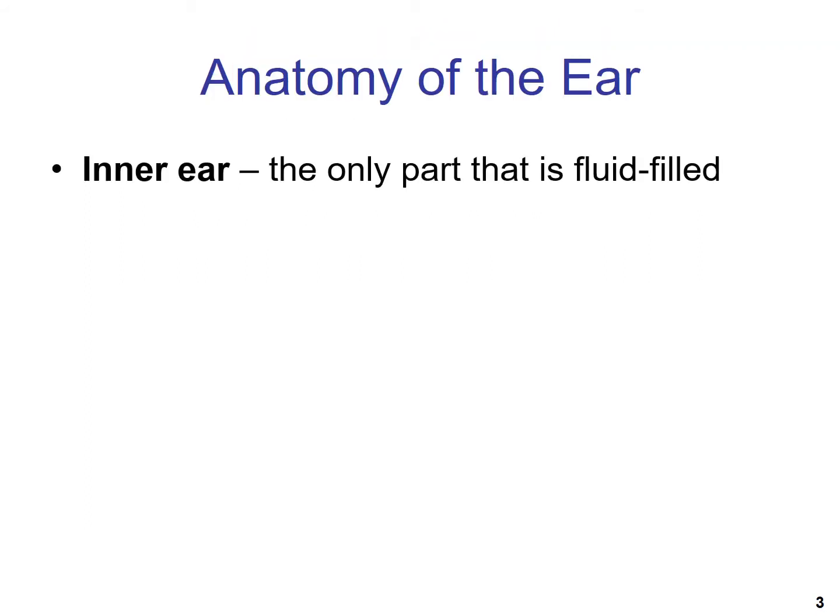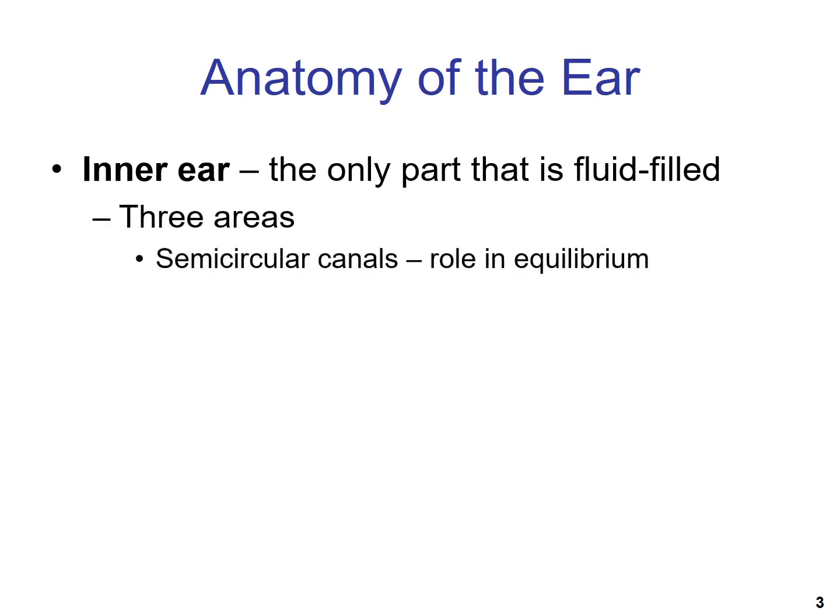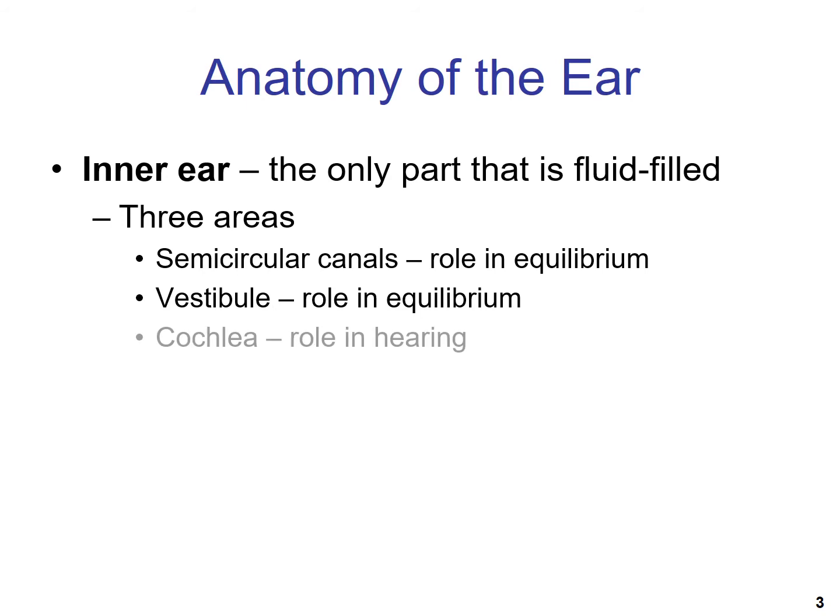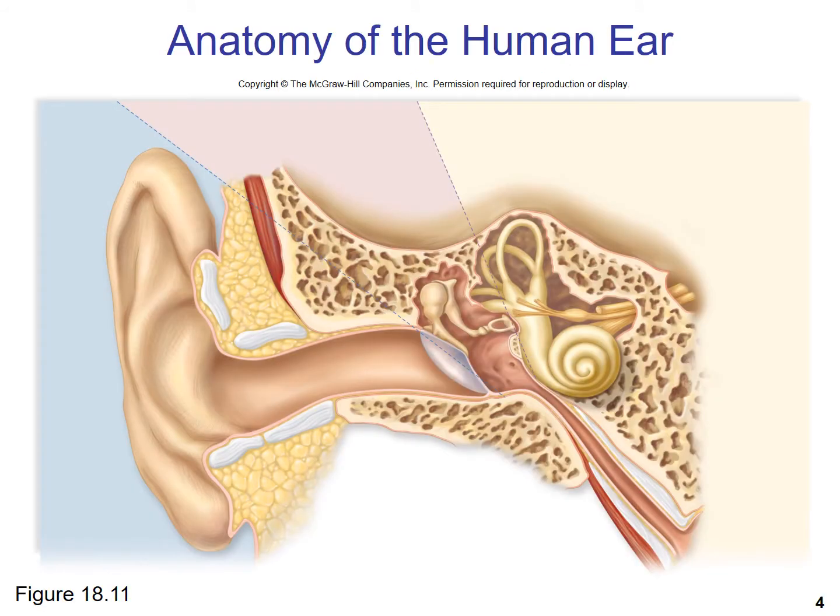The inner ear is the only part of the ear that's actually fluid filled, and you've got three areas there: the semicircular canals, which play a role in detecting equilibrium, the vestibule, which also has a role in equilibrium, and the cochlea, which has a role in hearing.